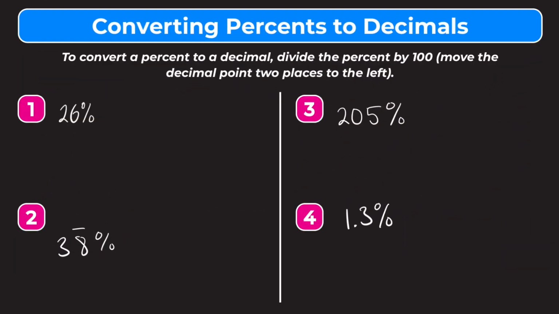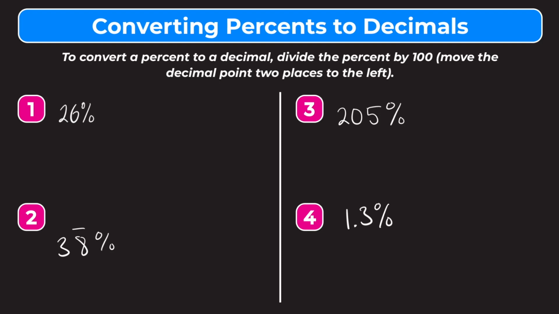Hey everyone, in today's video, we're going to learn how to convert percents into decimals. Now, if you watch some of our other videos, we have one converting decimals into percents, and in that video, the way we do that is we multiply the decimal by 100, which essentially moves the decimal point 2 places to the right. So in this video, converting percents back to decimals, we're going to do the opposite of that, which is to divide the percent by 100, essentially moving the decimal point 2 places to the left.